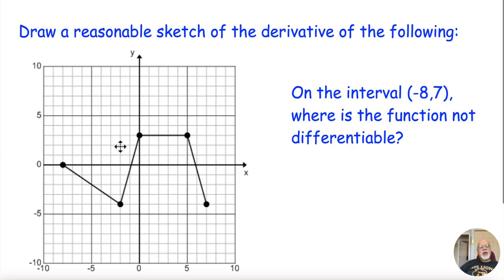Now, this says to draw a reasonable sketch of the derivative of this function on this interval. And it says, where's the function not differentiable? Well, you'll recall that functions are not differentiable at cusps and corners and asymptotes and holes and so on. Asymptotes and holes don't apply here, but corners certainly do. And so we can tell this function is not going to be differentiable at -2, -4.